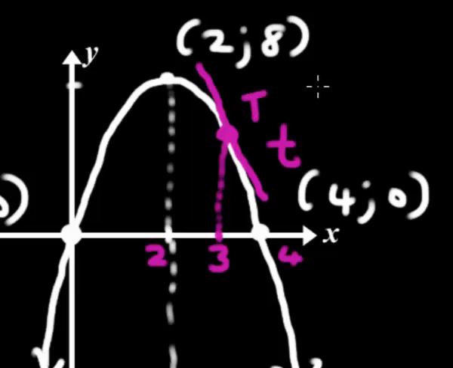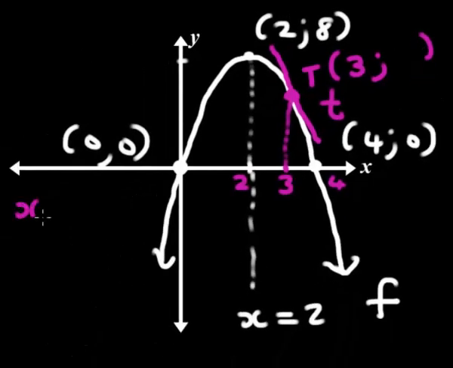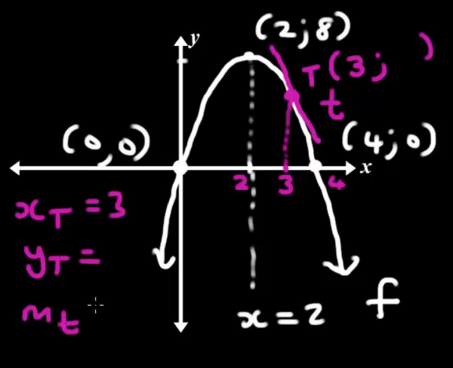Let's call that the point T. And the x of T is, of course, 3. Alright, so we know that the x of T is 3. What we're going to need is the y value corresponding and also the gradient of the tangent. Then we can work out the equation. Now we've got the x of T, so how do we get the corresponding y value? We work out f of 3.